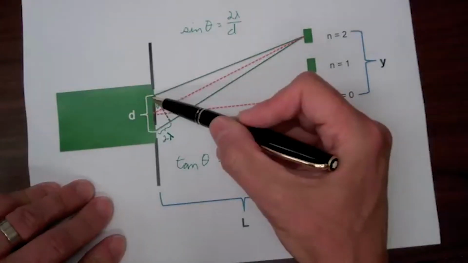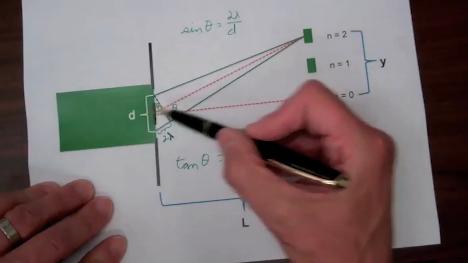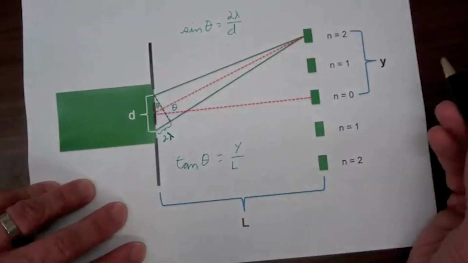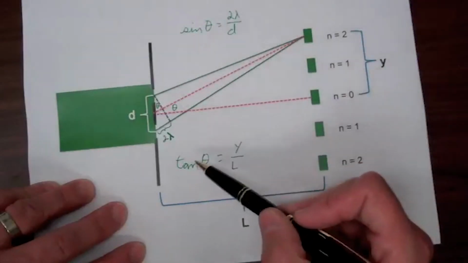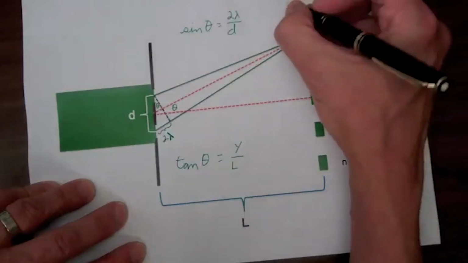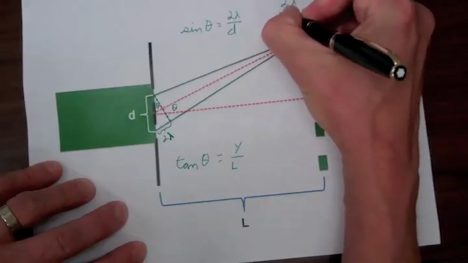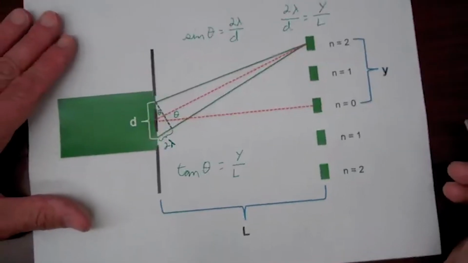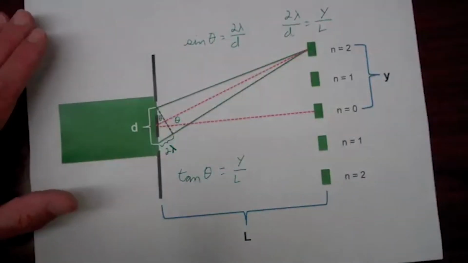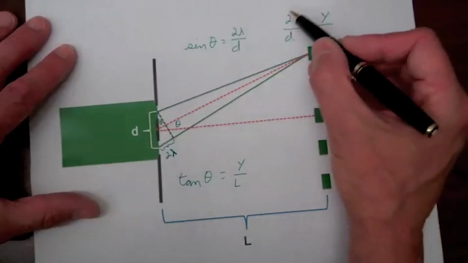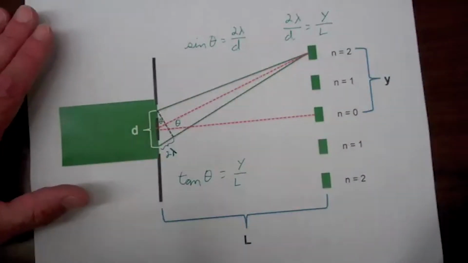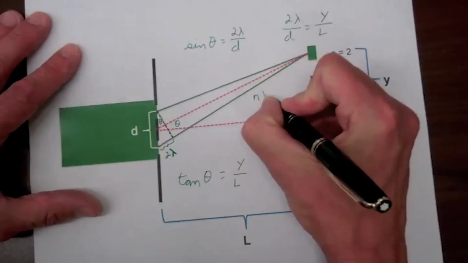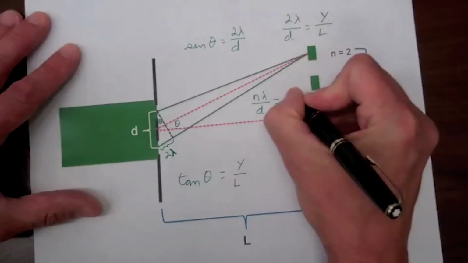Since the spacing in our slits is less than a millimeter and our distance to the screen is going to be several meters, theta is going to be small. When theta is small, the sine of theta is approximately equal to the tangent of theta. So 2 lambda over d is going to equal y over L. And if we were looking at the nth interference fringe instead of the second, this 2 would just be an n. So the equation that we come up with is n lambda over d equals y over L.